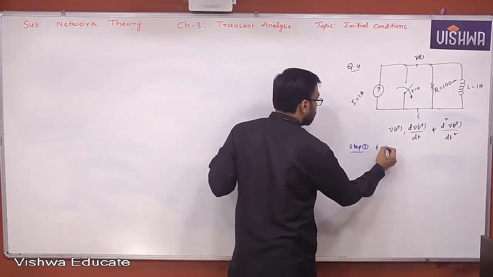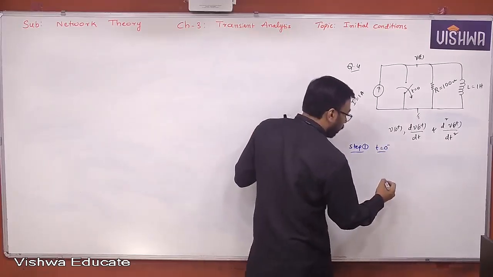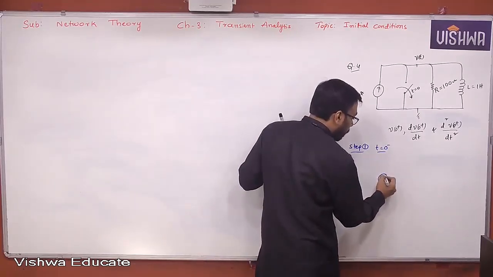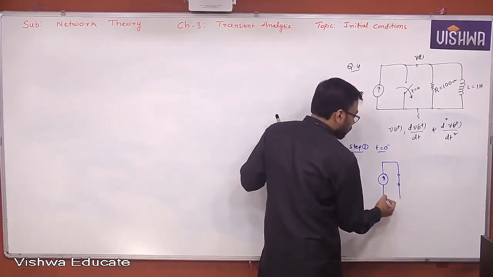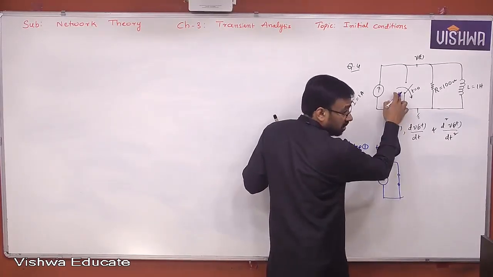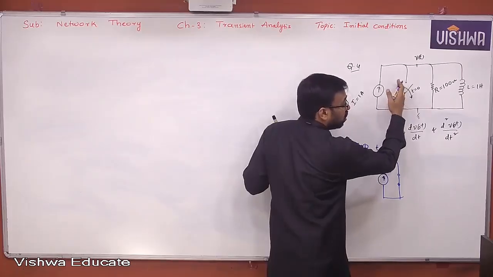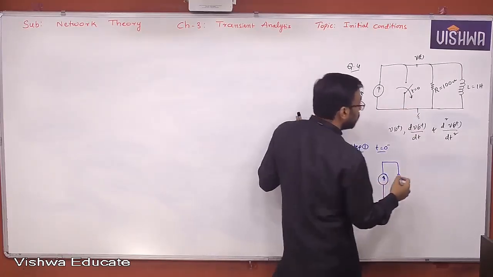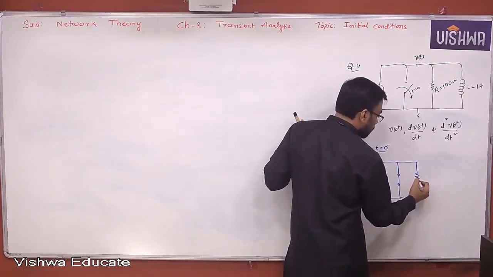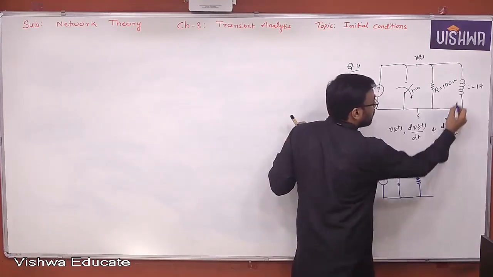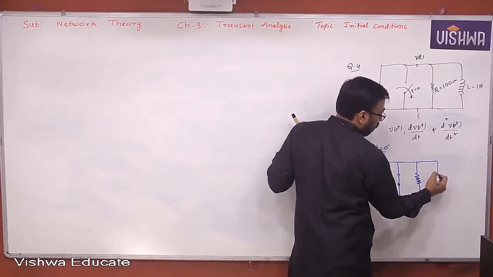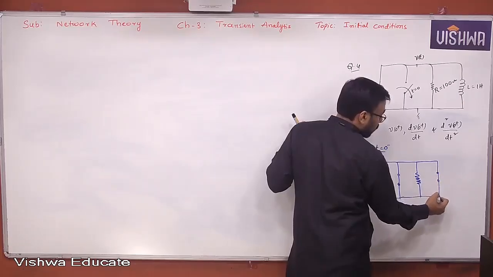Construct t equal to 0 minus equivalent. What is t equal to 0 minus equivalent? The switch is closed. Still it is in closed position at t equal to 0 minus. You are opening at t equal to 0. So resistor remains resistor. Inductor is acting like what? Short circuit. Yes or no?